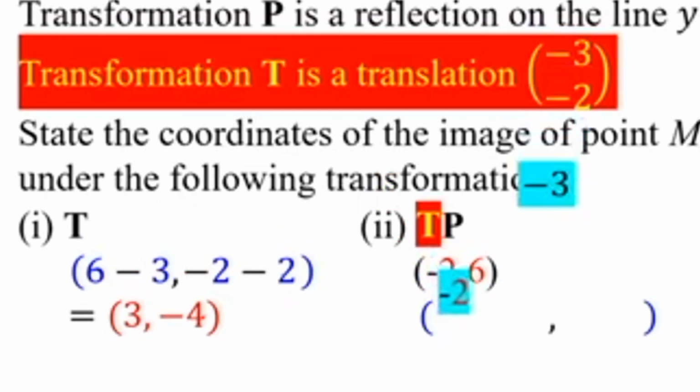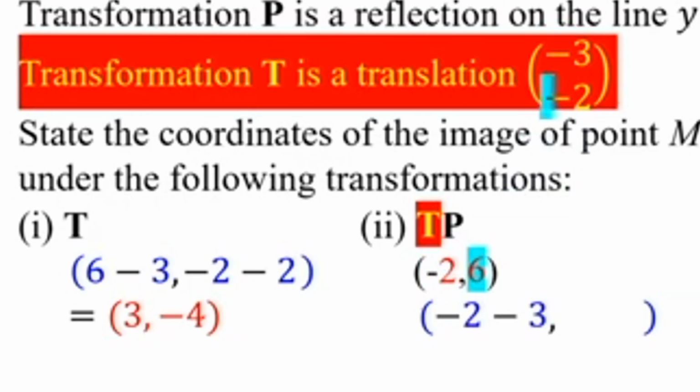So transformation is easy, right? Translation is even easier. You just minus the 3 from the -2, and then you just minus the 2 from the 6. So you will get the answer for the final image for the point M, which is the second image. Alright, so your answer is -5, 4, and it must be in point form.